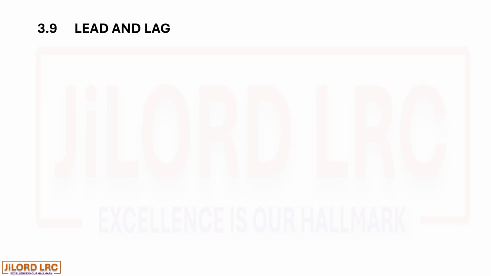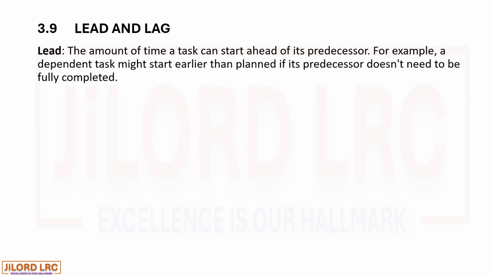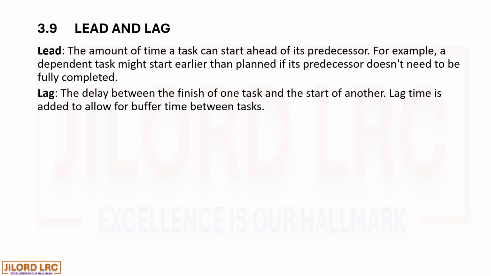Lead and lag. Lead. The amount of time a task can start ahead of its predecessor. For example, a dependent task might start earlier than planned if its predecessor doesn't need to be fully completed. Lag. The delay between the finish of one task and the start of another. Lag time is added to allow for buffer time between tasks.